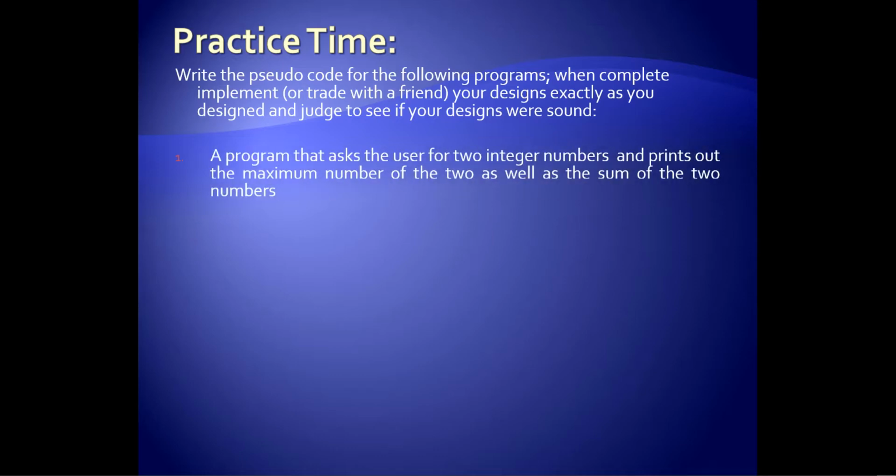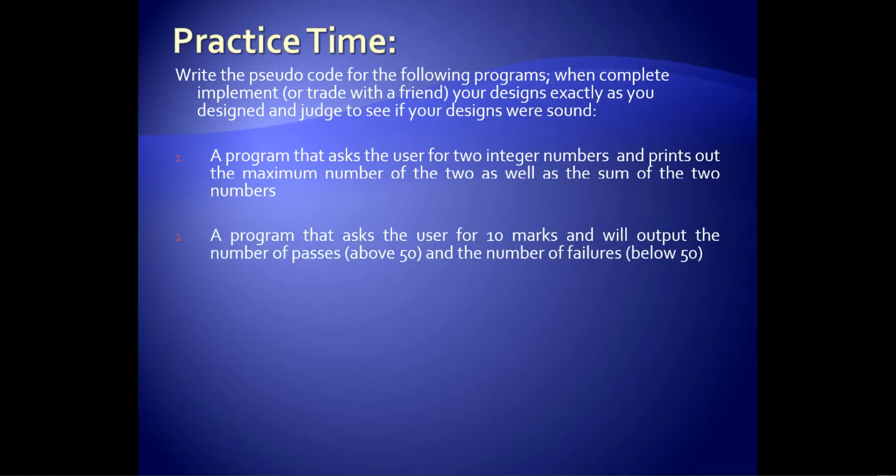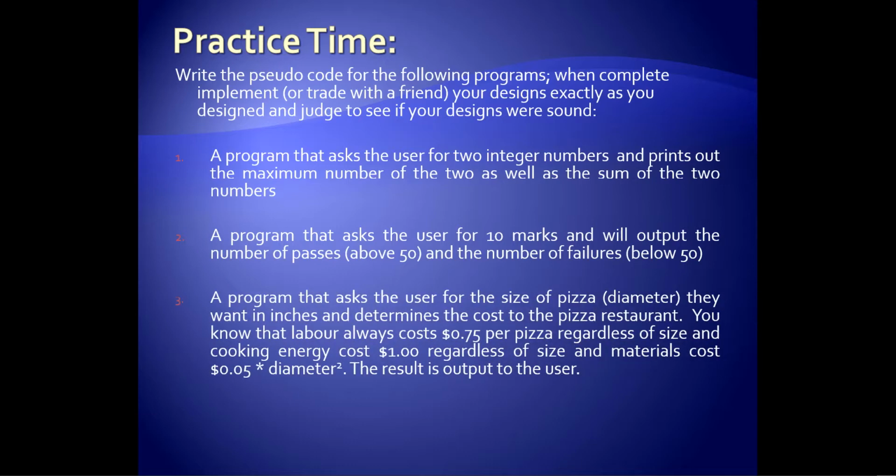So here are your 3 questions. Number 1, a program that asks the user for 2 integer numbers and prints out the maximum number of the 2, as well as the sum of the 2 numbers. We're going to see if you can get that, because I'm going to go through an example later on that's going to use that same aspect. Number 2, a program that asks the user for 10 marks and will output the number of passes, anything above a 50, and the number of failures, anything below a 50. I guess a pass would be above and equal to 50. Number 3, this one's a little bit more complex. A program that asks the user for the size of a pizza, the diameter.